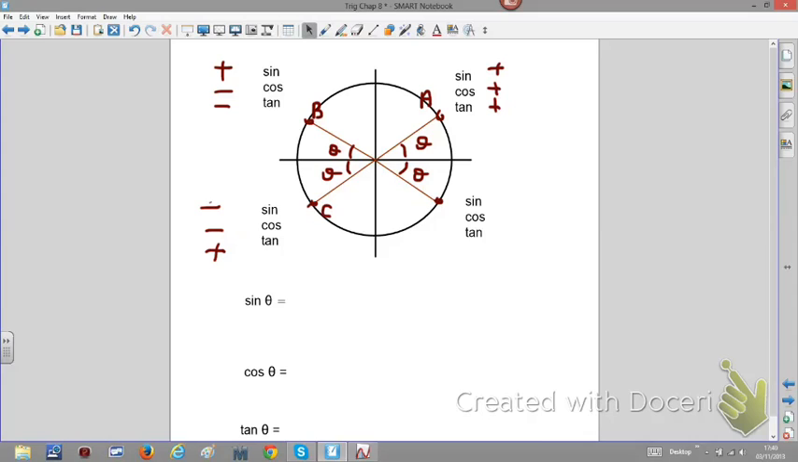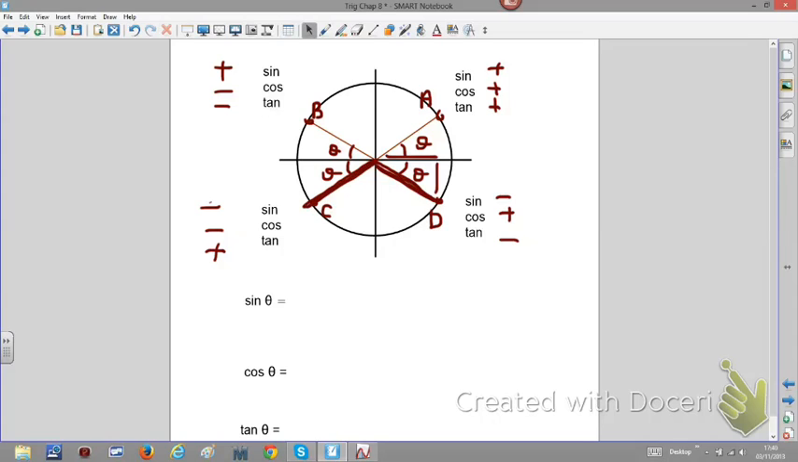Tangent could also be thought of as a gradient. If we look at this line here, it's got a positive gradient. Sine for coordinate D is the y-coordinate, so sine is negative. Cos, which is the x-coordinate, is positive. Sine divided by cos is negative. And again, we can think of that as being the gradient of this line, which is a negative gradient.